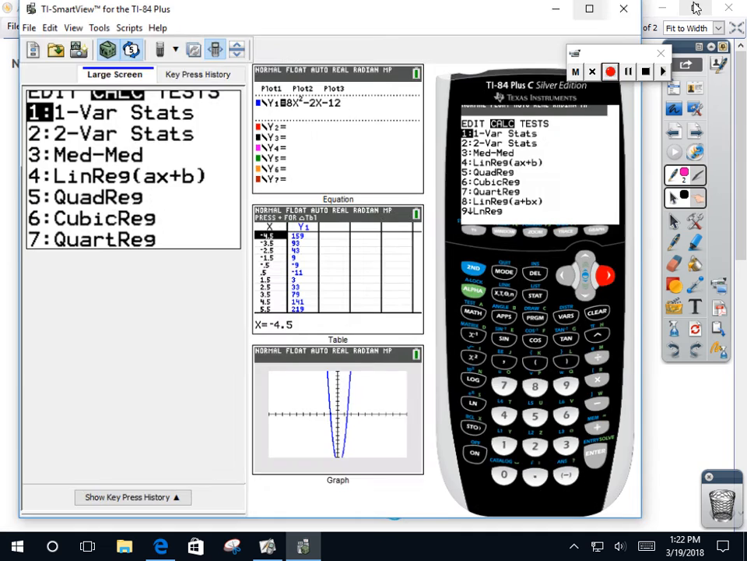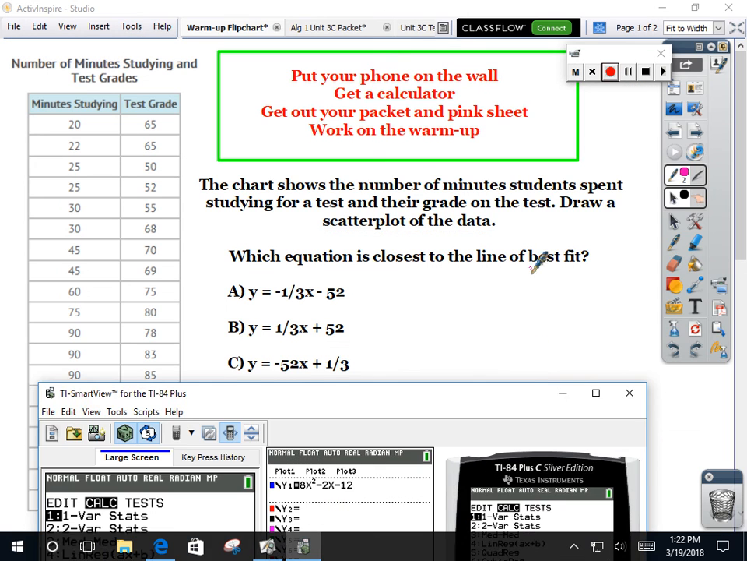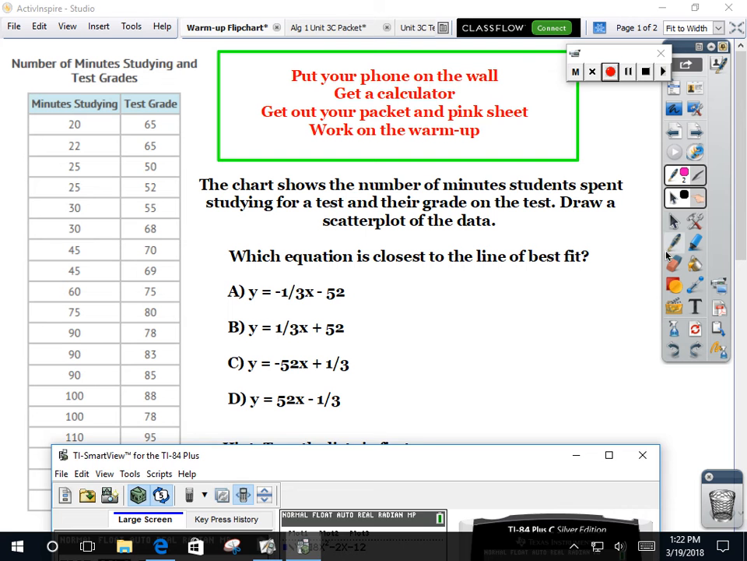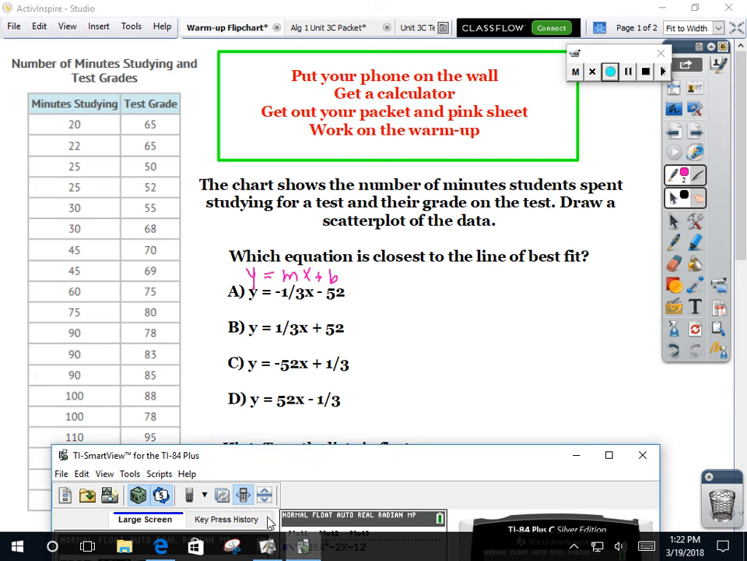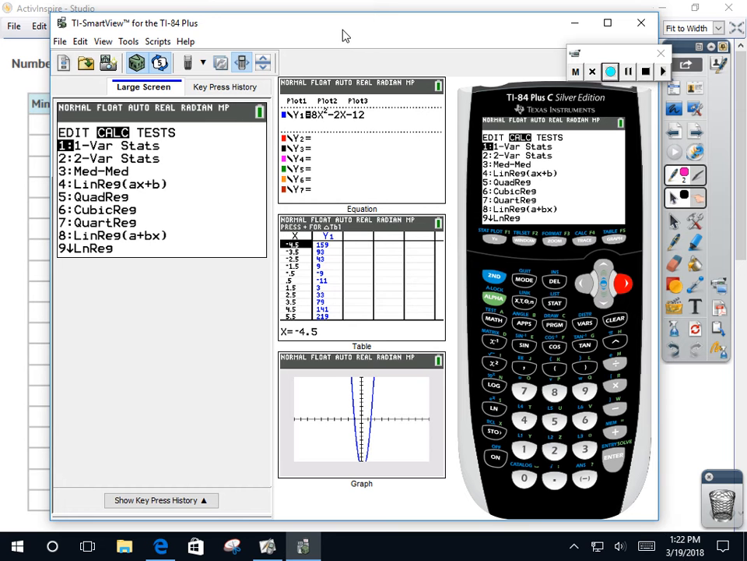But remember, we're trying to find the line of best fit. Look at all four answer choices. Aren't all four of these choices in the form y equals mx plus b? So look at your calculator now under Calc and tell me which one you think I'm going to choose. This one. Doesn't that look just like mx plus b? They just use a for slope. So hit number 4.